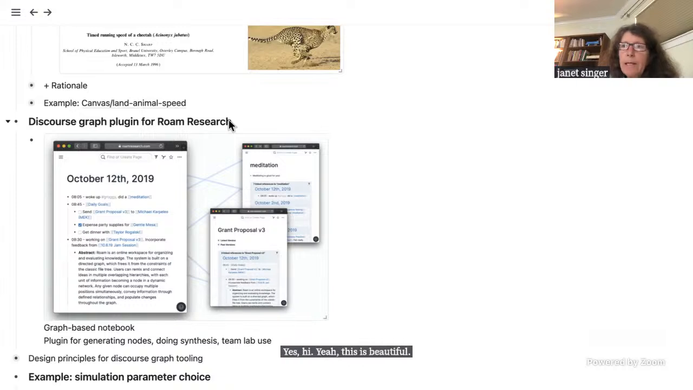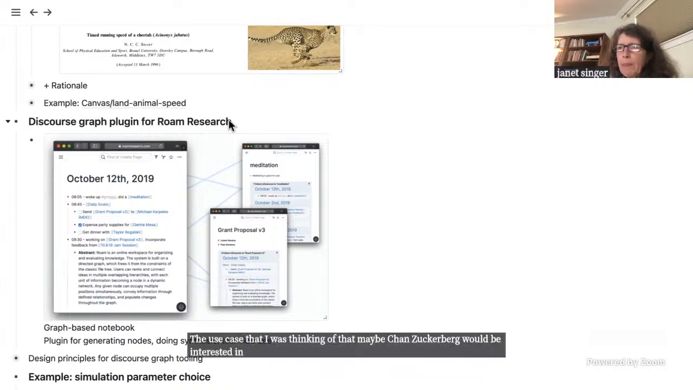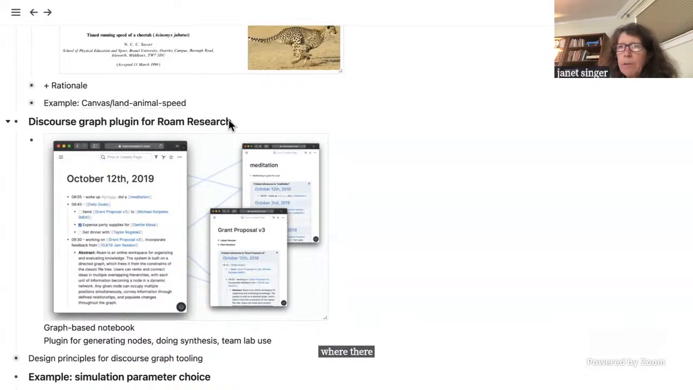Yeah, this is beautiful. And it applies, I think, to any research, and so it could apply to any field where you can frame it in terms of research and collaborative research. The use case that I was thinking of that maybe Chan Zuckerberg would be interested in is cleaning up Wikipedia, where there are a lot of claims, but the claims, evidence, and sources are not as coherently linked as they should be. So you can't see the threads of claims, evidence, and sources. It's a pretty straightforward use, but it would really be wonderful if that could be taken on. So great work. Thank you.